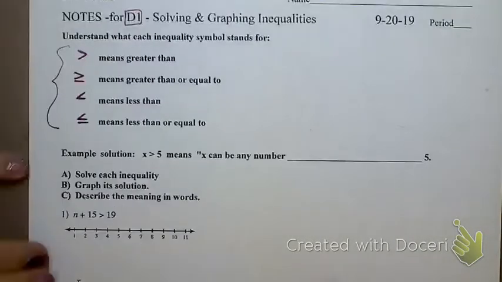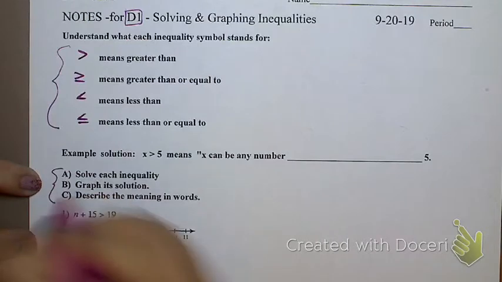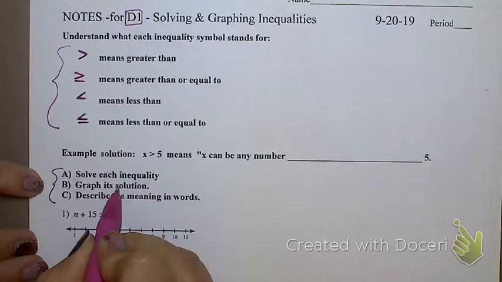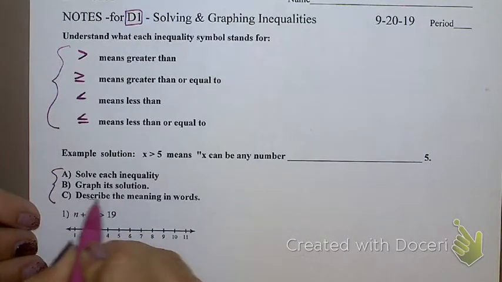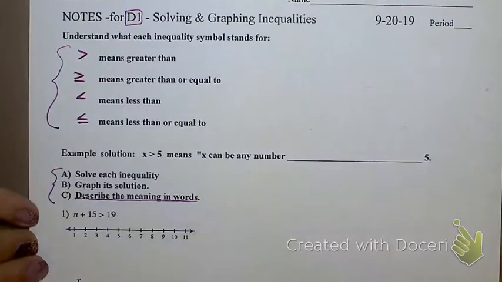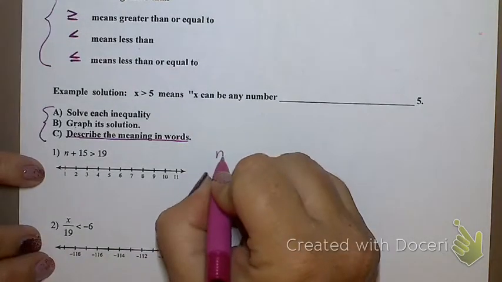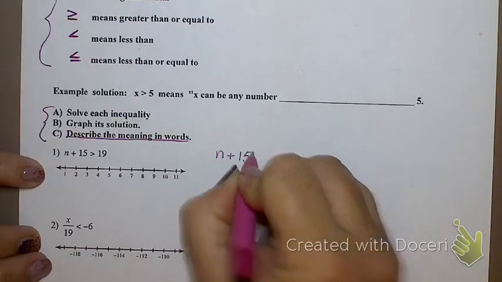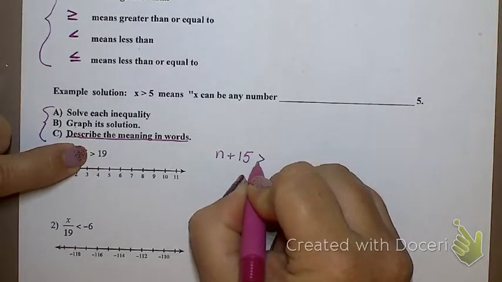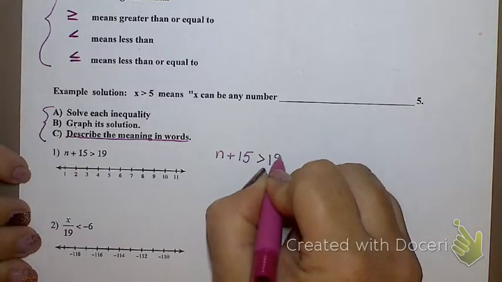So, we are going to do three things here. We are going to solve the inequality. We are going to graph its solution. And we are going to describe the meaning in words. So, my first inequality looks pretty basic. N plus 15 is greater than 19.